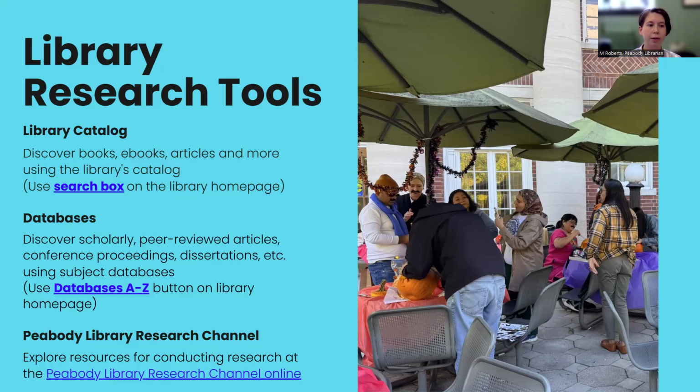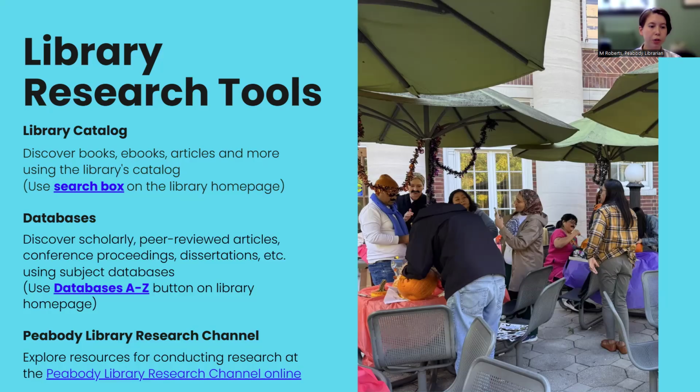Then we have a lot of databases. Databases are a really good place to go once you have your topic a little more solidified, you know what your research question is. Databases are basically subject-specific collections of articles and journals. So it's a really good place to go for those peer-reviewed resources that are going to form the backbone of a lot of the research that you do here at Peabody. And you'll see there that we have a databases A to Z website that just lists out all of our databases with a brief description and a link to access them.